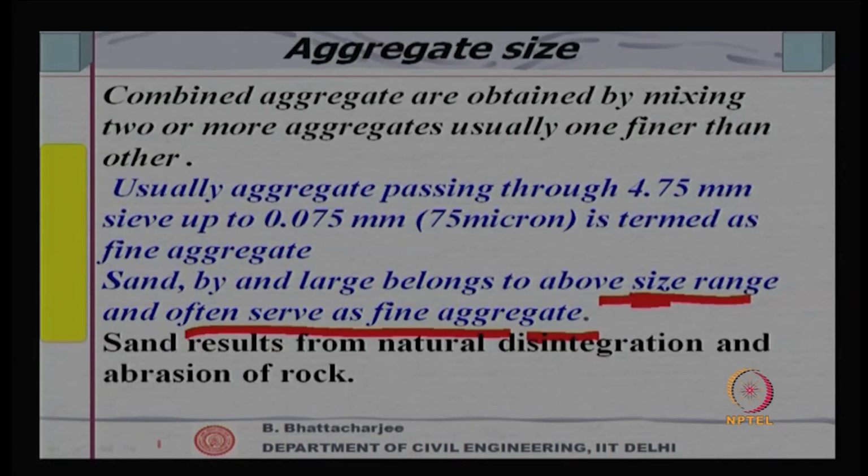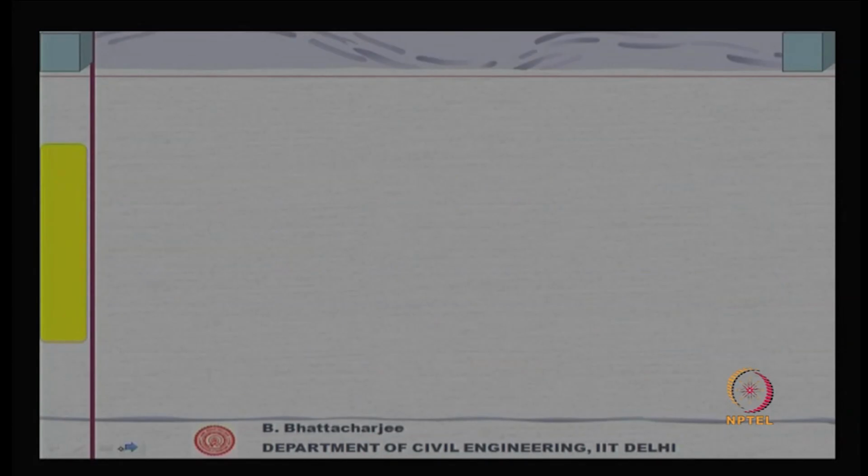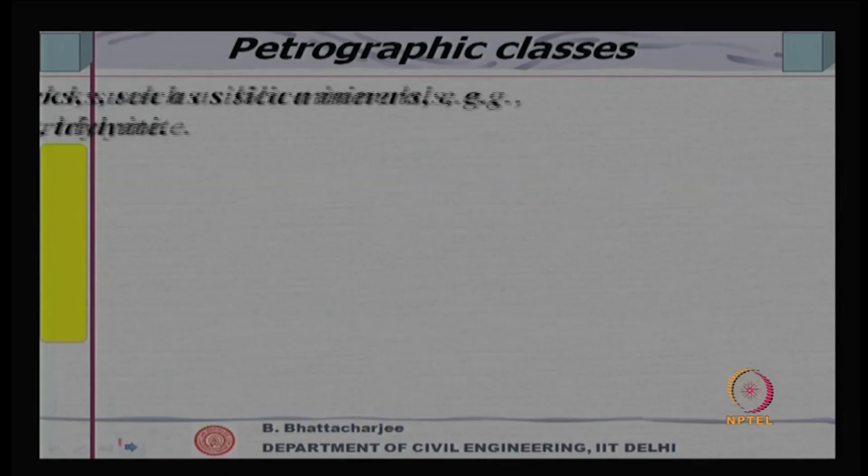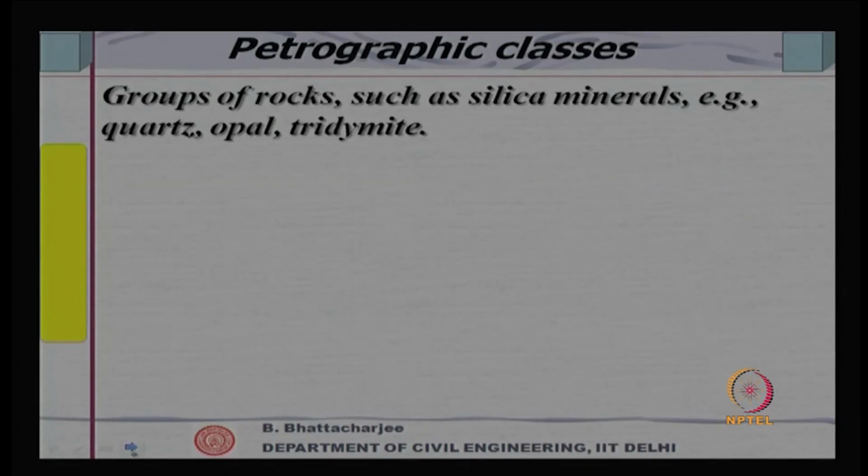Clay and silt are finer than this size, as you know. And sand, of course, results from natural disintegration by wind, rain, etc., and abrasion of rocks. Groups of rocks such as silica minerals, quartz, opal, tridymite, etc., these are the groups.